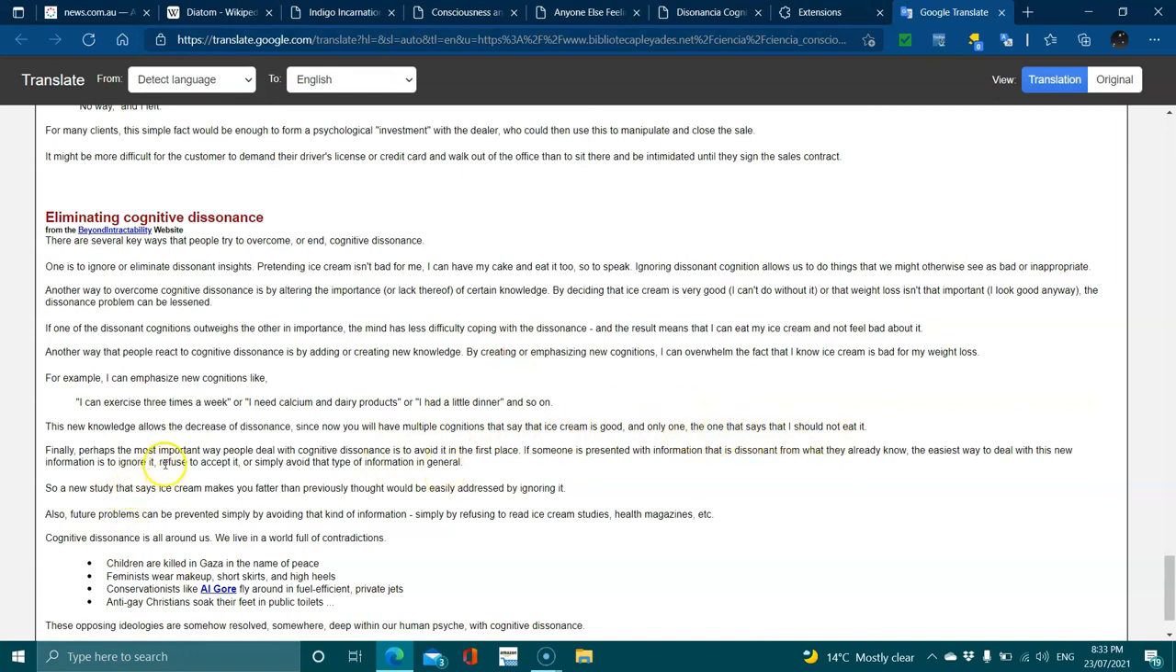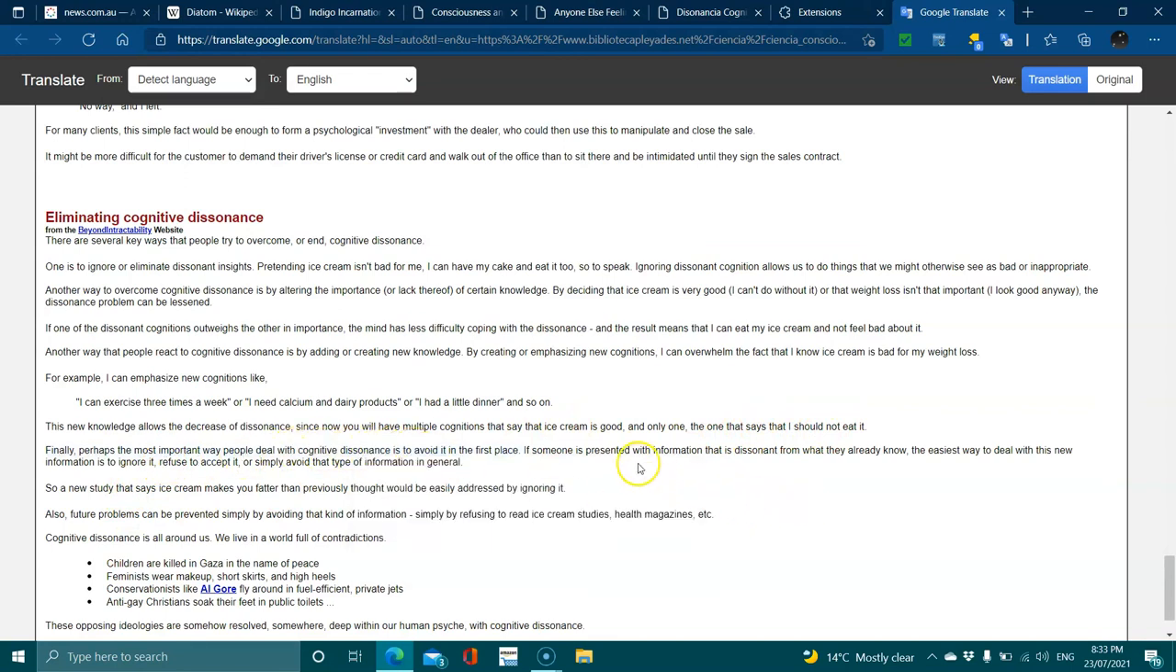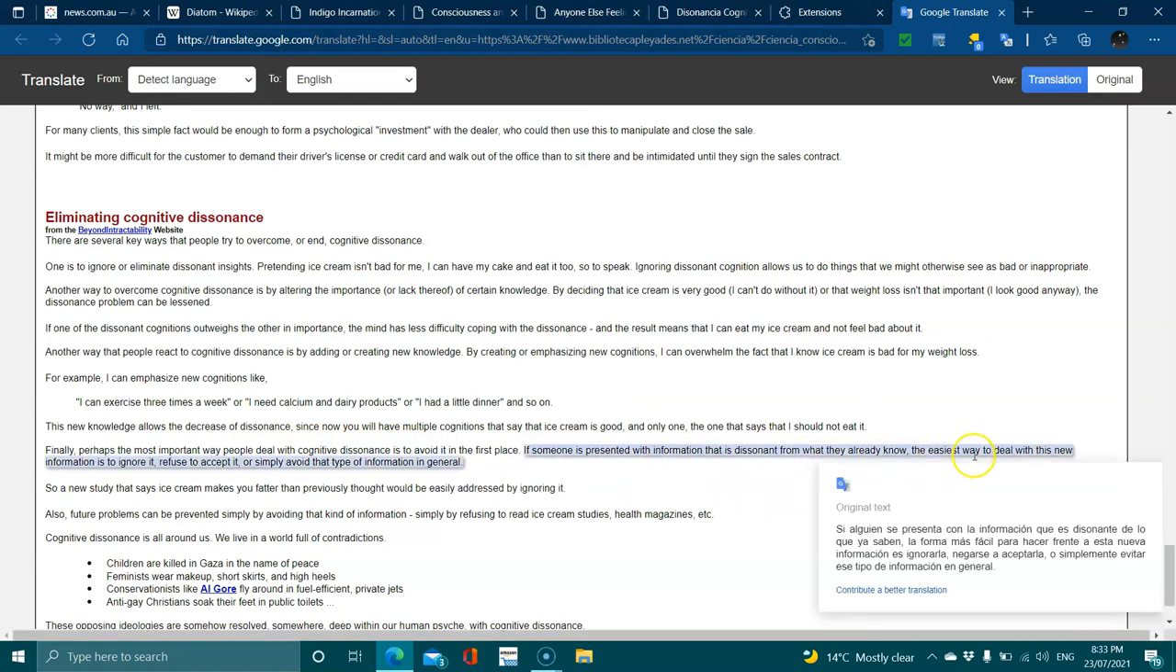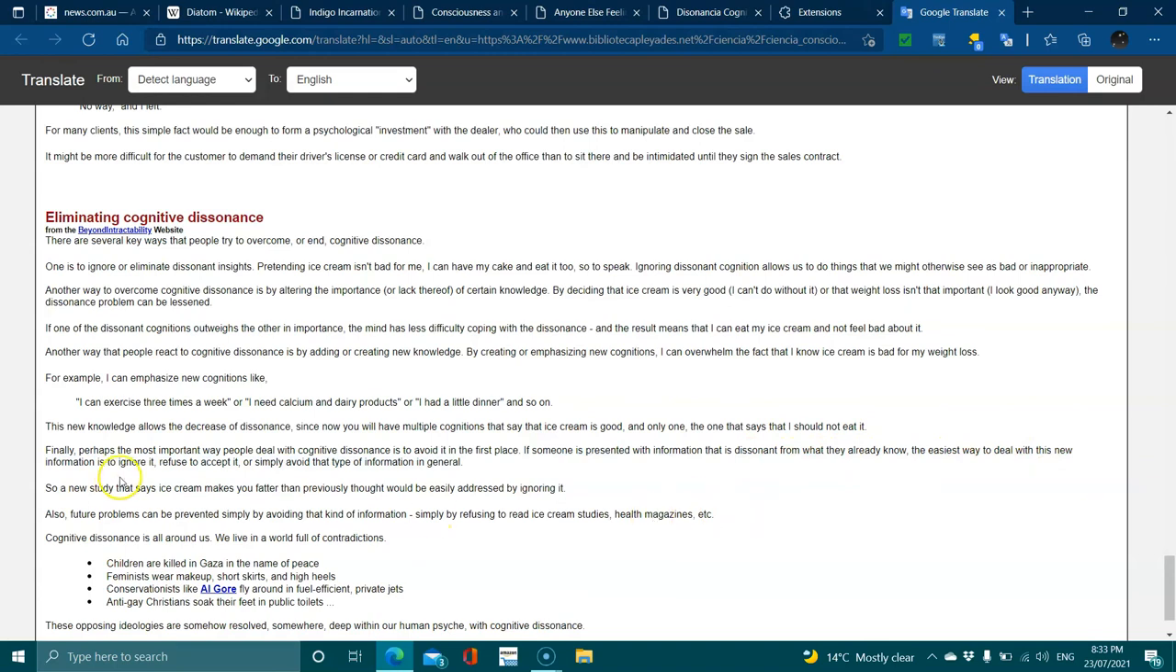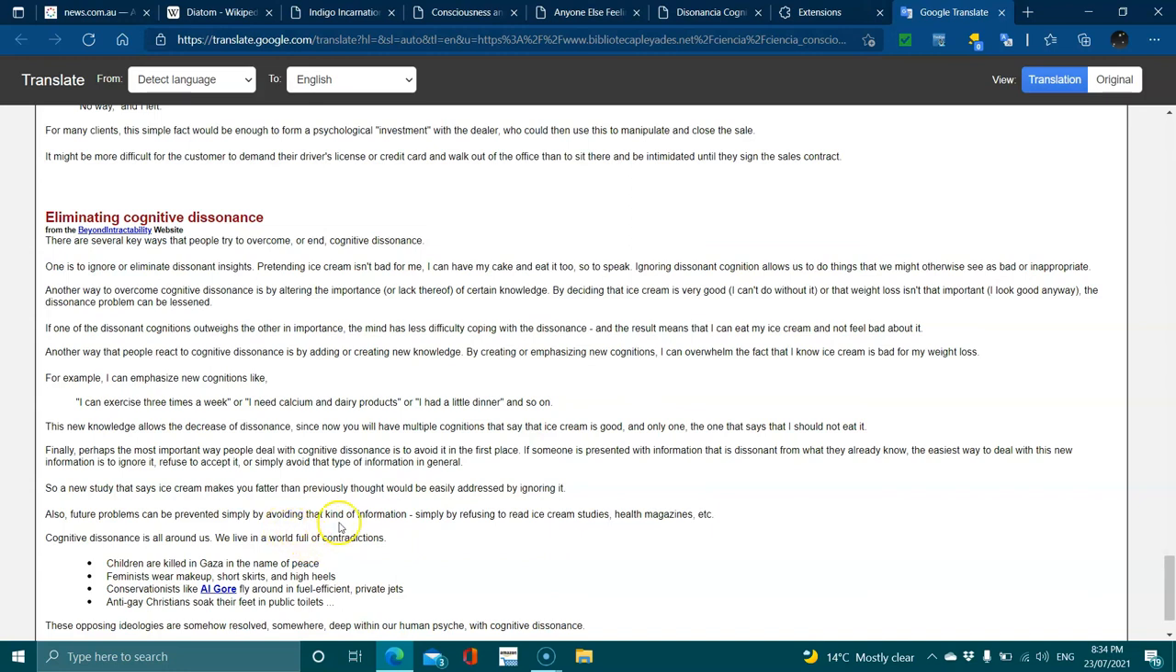Finally, perhaps the most important way people deal with cognitive dissonance is to avoid it in the first place. If someone is presented with information that is dissonant from what they already know, the easiest way to deal with this new information is to ignore it, refuse it, or simply avoid that type of information in general. So if a new study says ice cream can make you fatter than previously thought, it would be easily addressed by ignoring it. Also, future problems can be prevented by simply avoiding that kind of information, by refusing to read ice cream studies, health magazines, etc.